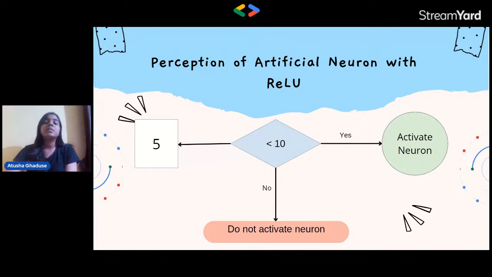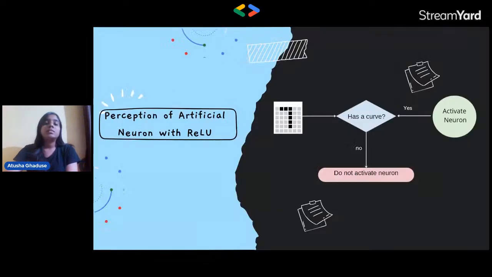Next, the input to this neuron is an image of the number 7. You can see there, 7. The neuron's activation function has learned to check if an image like this has a curve. This input does not have a curve, so it fails to pass the test and so the neuron is not activated.